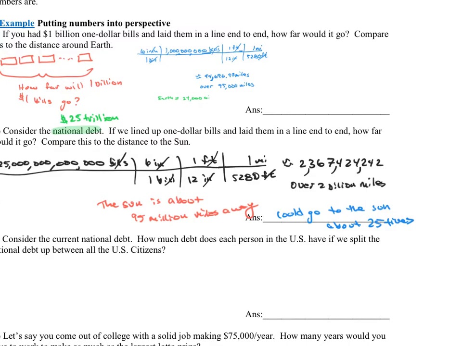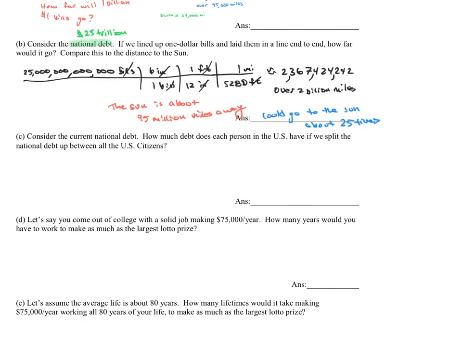Absolutely insane. Okay, it says, consider the national debt. How much debt does each person in the U.S. have if we split the national debt between the U.S. citizens? Remember, our government's income is taxes. That's how our government runs, it's paid off of taxes. So our government's debt is technically the people's debt, we the people.